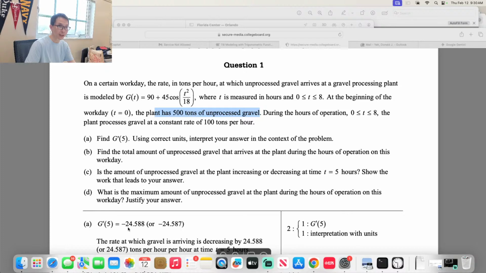So in this case, you got negative 24.588. You cannot just write down negative 24.588. You have to say G prime of 5 is equal to that. Even though they're asking for that, you have to write down both sides. You have to write down a subject and a statement, right? So that's a full sentence in math. You cannot just write down 24.588.